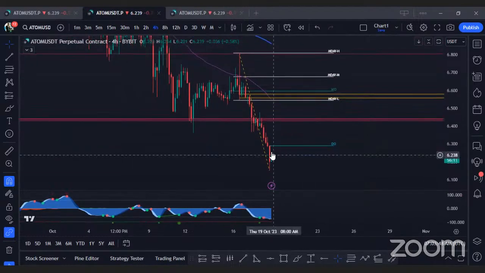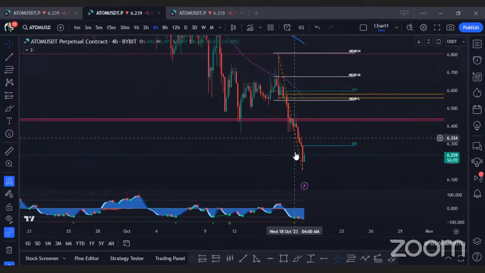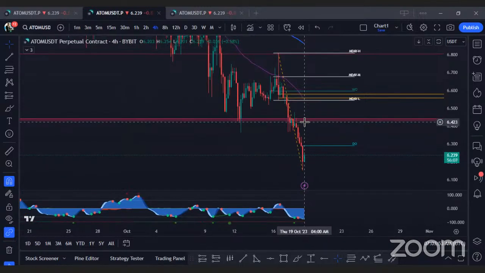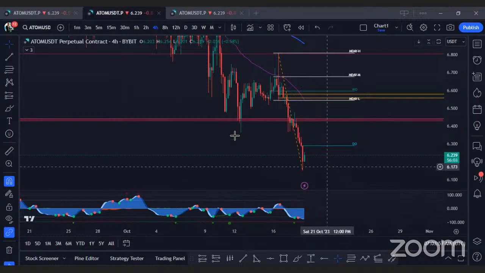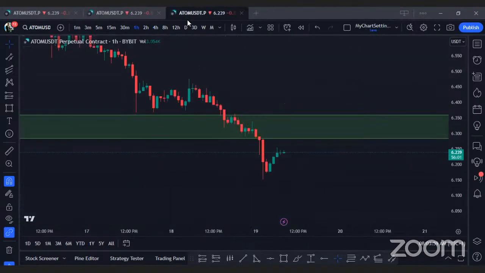Okay, we're already printing that green candle. I don't know if this will come back up to this level I'm looking at. Maybe it will come and test this support level and go back down. But the overall area I'm looking at is this zone here. So if we do come maybe to that 6.3 or 6.4 and go back, fine. But if not, let's just see how this plays out, okay?